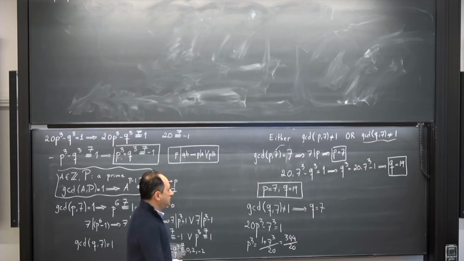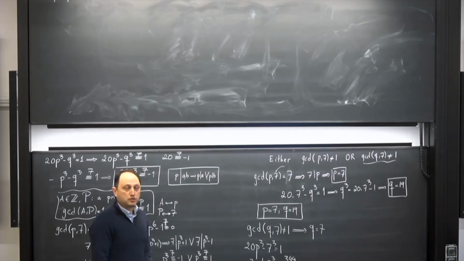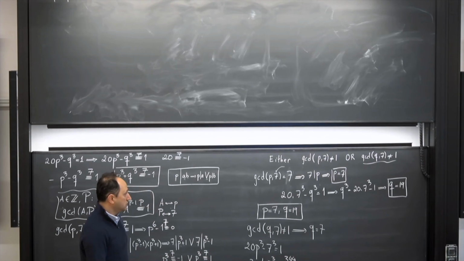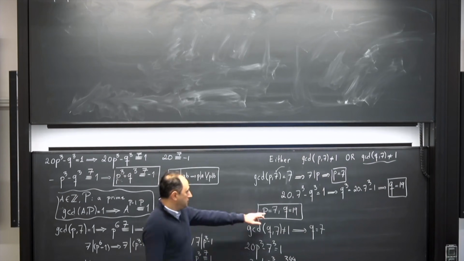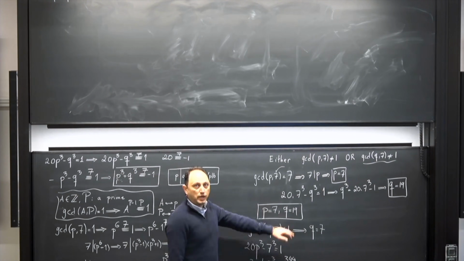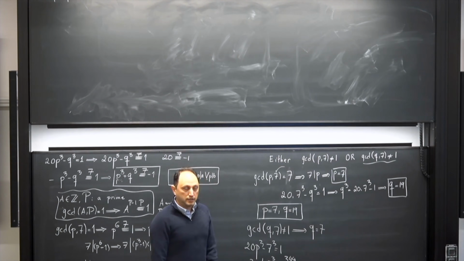So this analysis guarantees that there is only one pair of solutions. p has to be the prime number 7 and q has to be the prime number 19.